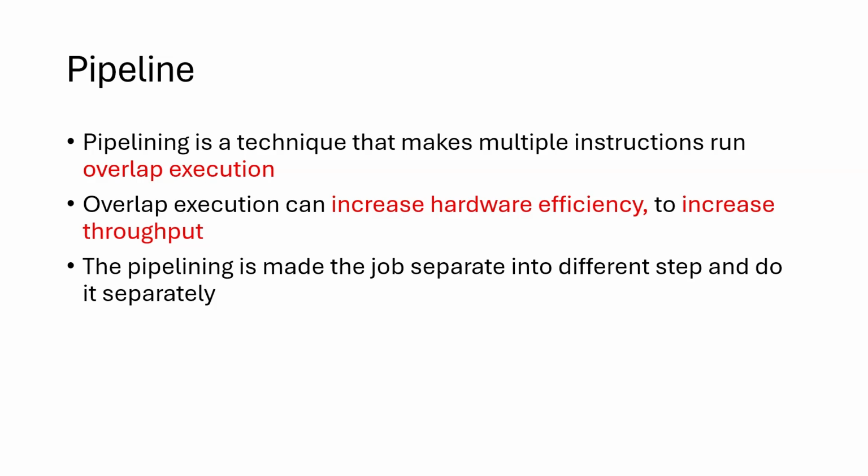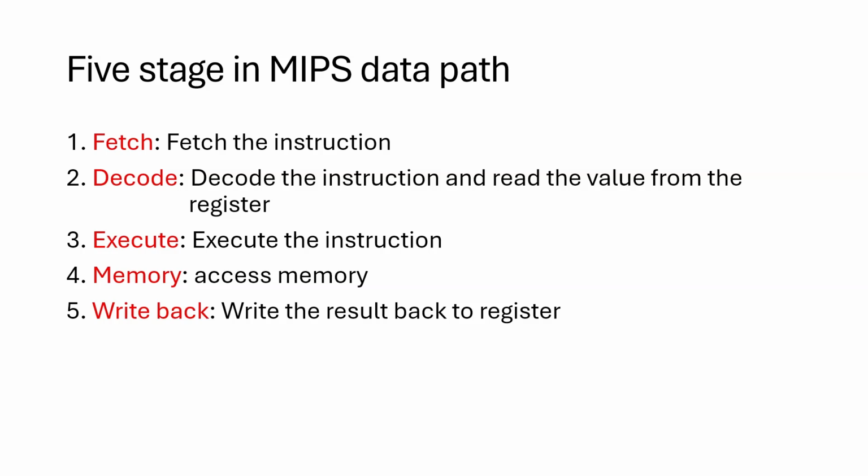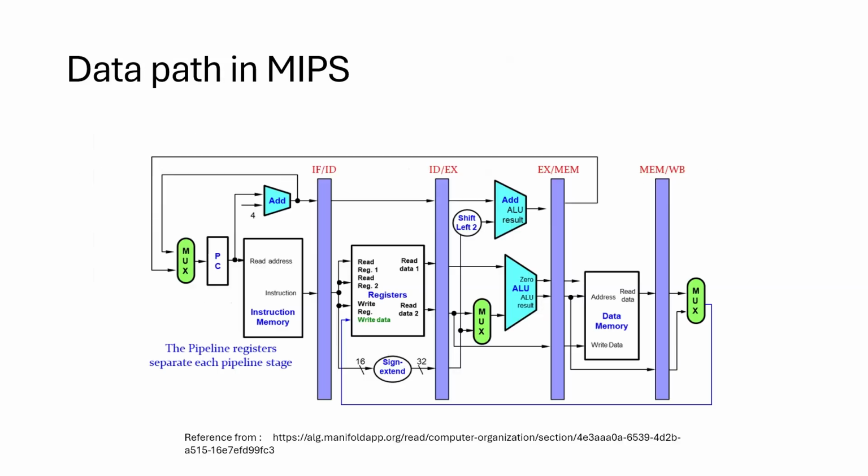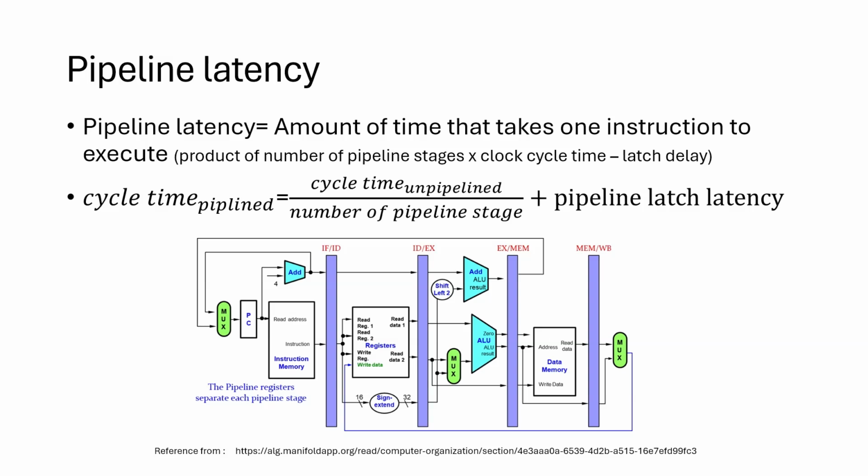There are 5 stages in the MIPS data path. The first one is fetch, the second is decode, the third is execute, the fourth is memory, and the fifth is write back. And here's the data path in MIPS. We can see there are 4 latches that separate the data path into 5 stages, just the 5 stages on the previous slide. And we just saw the throughput is 1 over the latency.